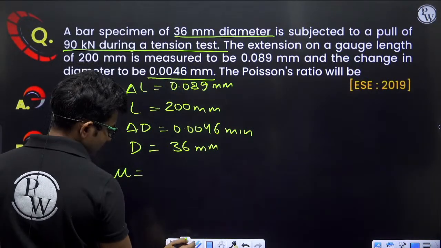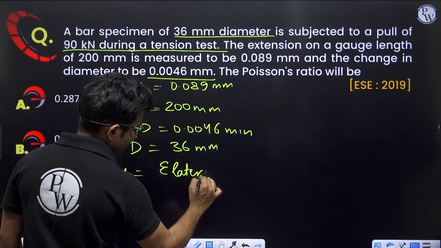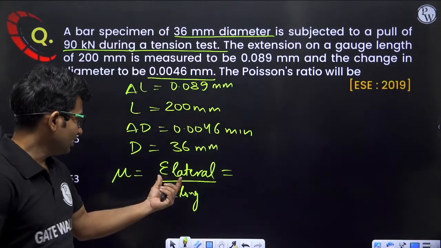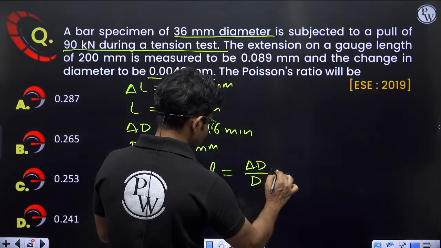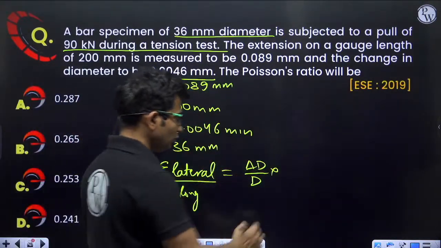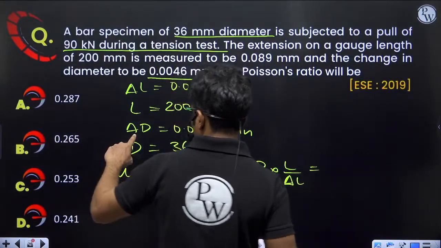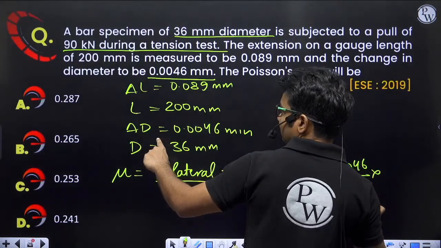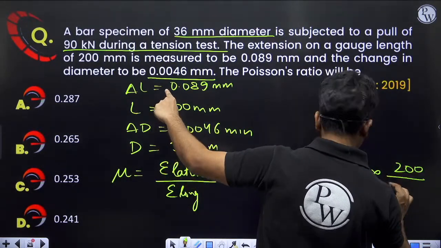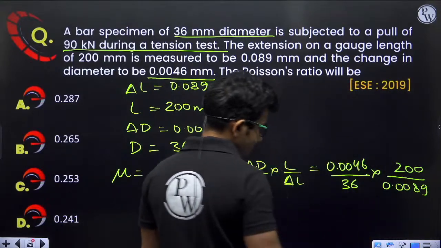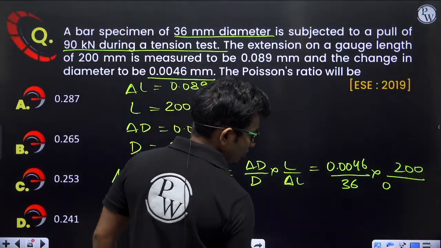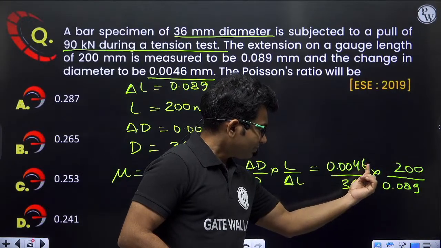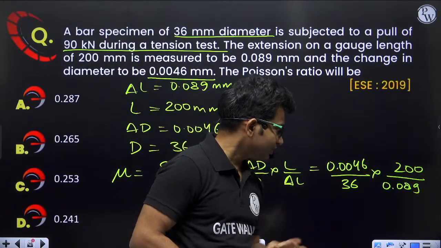Poisson's ratio will be equal to lateral strain divided by longitudinal strain. Lateral strain will be change in diameter divided by original diameter. Longitudinal strain will be delta L by L. So L will go in the numerator and delta L in the denominator. Change in diameter is 0.0046 divided by original diameter 36, into length 200 mm divided by change in length 0.089. Now if I remove 4 decimal places from here, I'll have to remove 4 decimal places from here also.